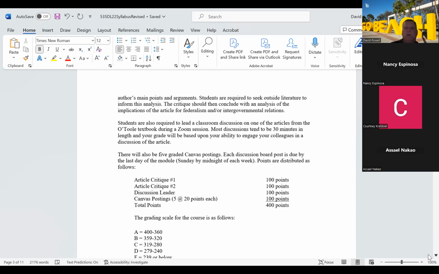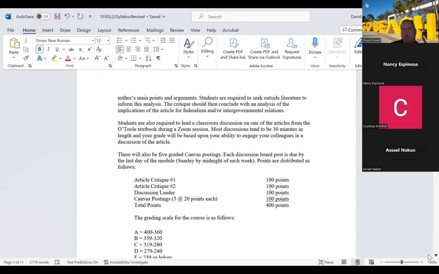Then the third part of the critique, you will be linking the article to public administration and intergovernmental relations. So what does it mean for the balance of power between different levels of government, especially in terms of public administration? So those are the 3 parts that you'll be including in the article critiques. Again, they're 5 to 7 pages, so relatively brief types of critiques.